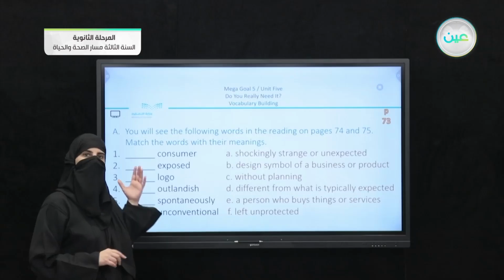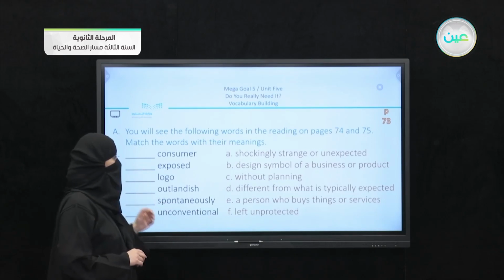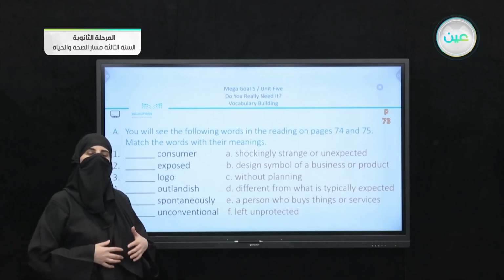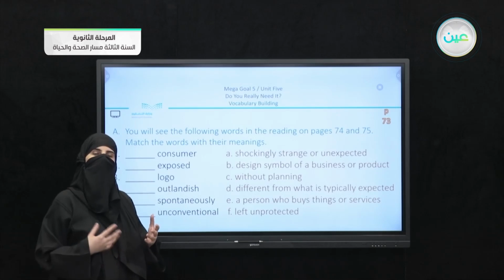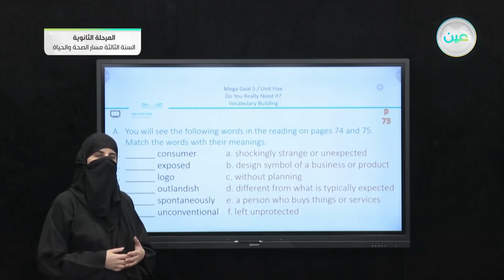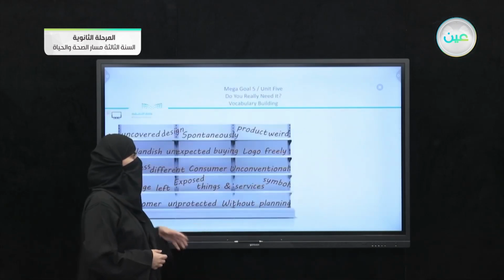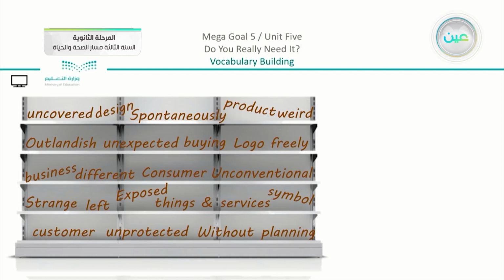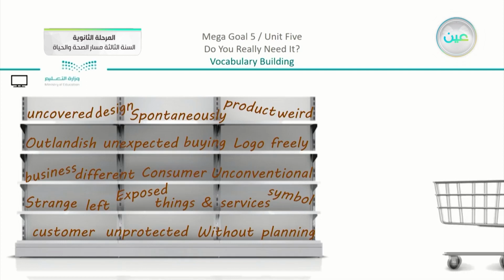Now you can see that we have here the words. We have 6 words and we discussed them. We classified the words and also we related to other meanings. Now we're going to just pass by them and revise. You can see that we have here a shelf. The shelf here is full of the words that we have studied before. Now we're going to see what is the first one that we have here.